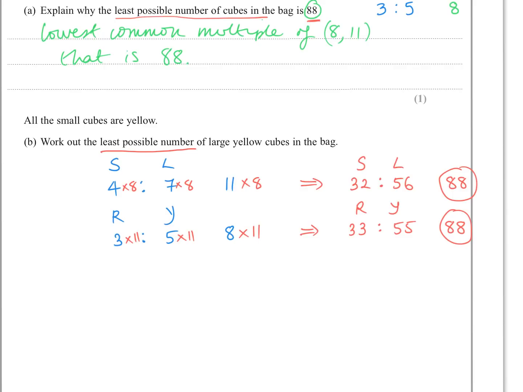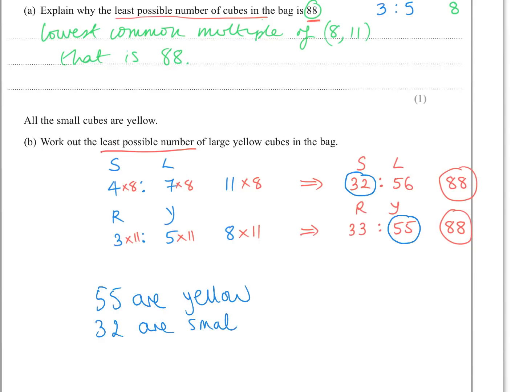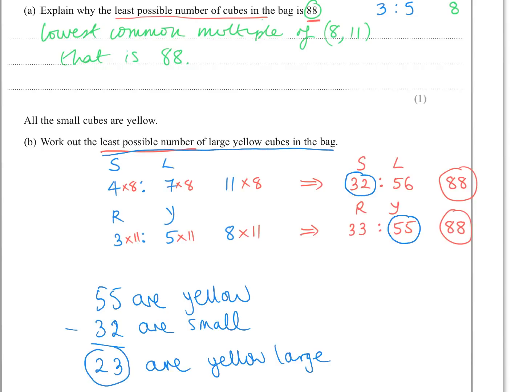Well, first of all, we need to be looking at this really carefully, because that will tell us that out of those 88, 55 are yellow. This number tells me that 32 are small. So if we do 55 take away 32, we're going to get 23 are yellow and large, which is the least possible number of large yellow cubes in the bag. So that is our answer just there.